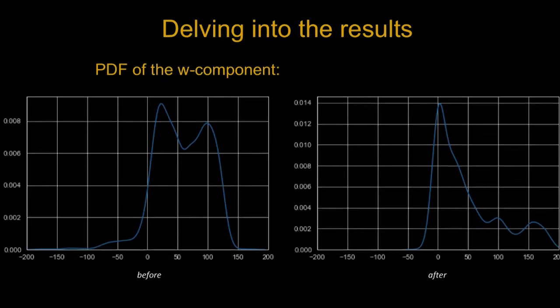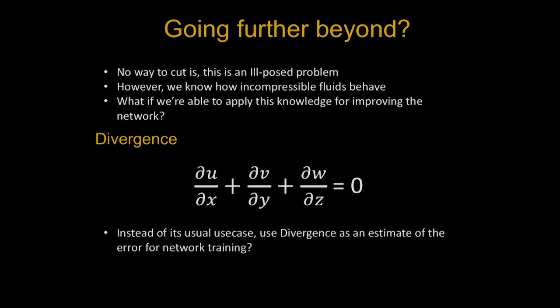But so what's next? So I mean, there's no way to cut it. It's still an ill-posed problem. So we did use classic deep learning methods. We used RMS error, for example, as a loss function, and it did help. But now what if we are able to embed our knowledge of incompressible fluids and see how it performs?